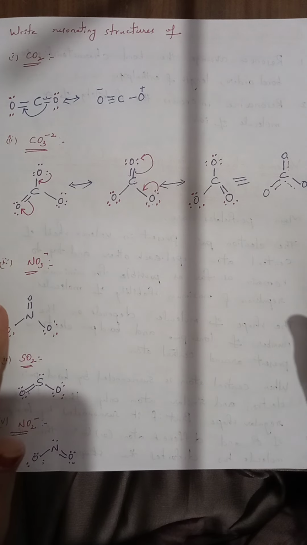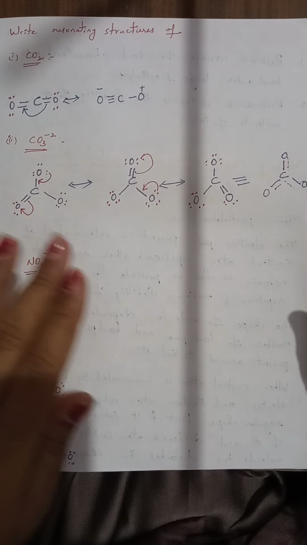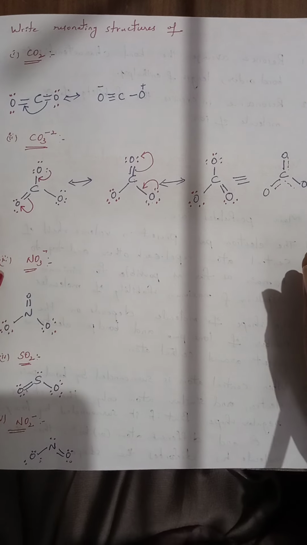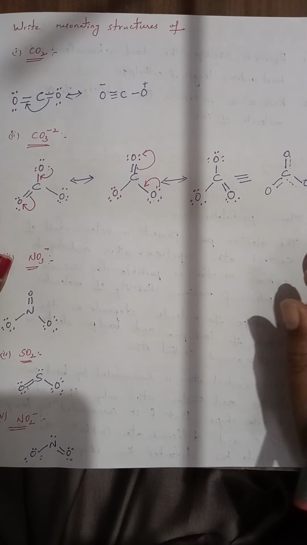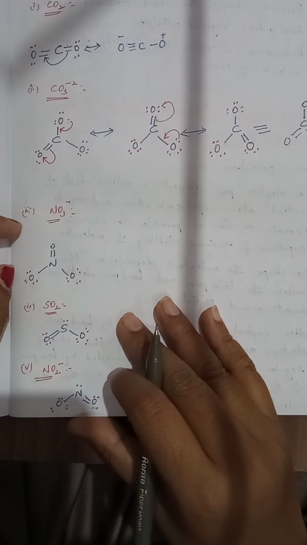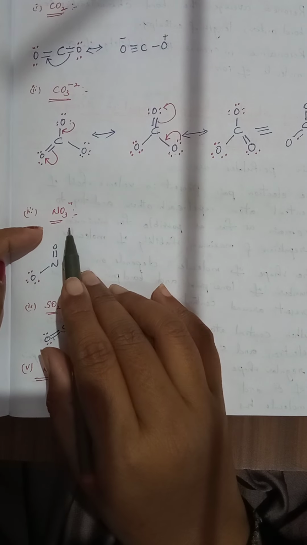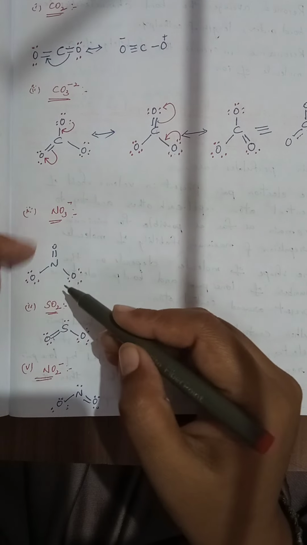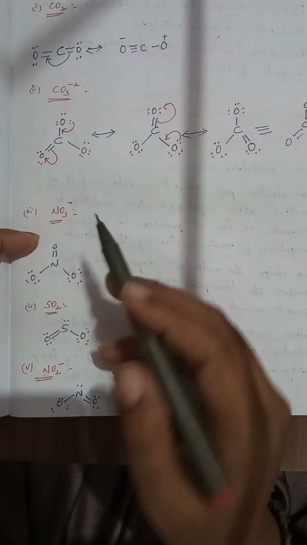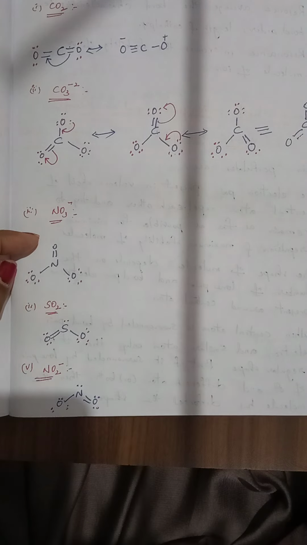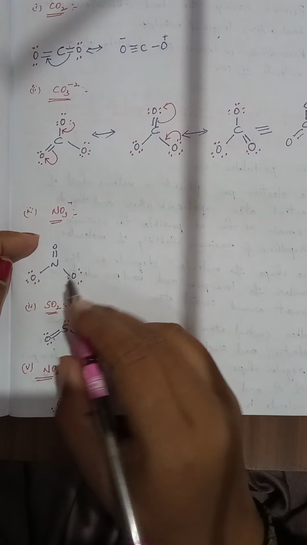Okay, so based on the Lewis dot structure, we can easily write the resonating structures for a given molecule. If you know the Lewis dot structure, it is very easy. Now, the NO3 minus molecule. How to draw its Lewis dot structure, we have seen in the last class. So this is the Lewis dot structure for the nitrate ion.